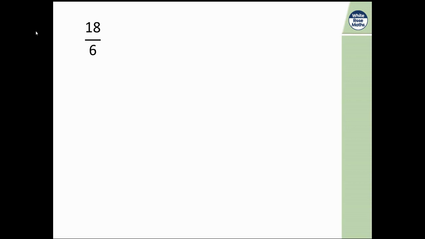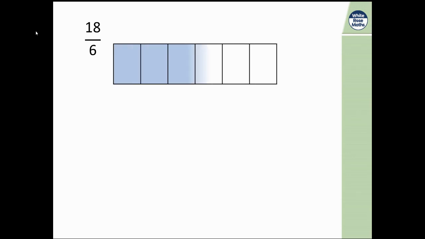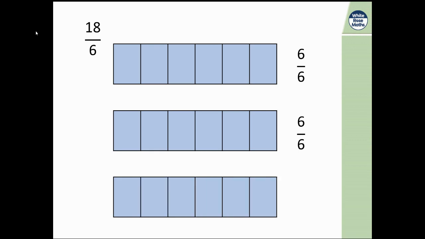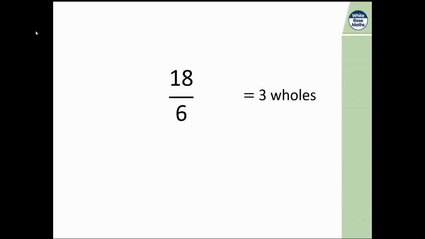Then we've got 18/6. Have a little think about this one. How many 6s are there in 18? And again, if you wanted to, you could draw this out. Okay, you could draw 6 just like this to help you out. And of course, you know there were 3 6s in 18, so that's 3 wholes. Okay, 3 wholes.